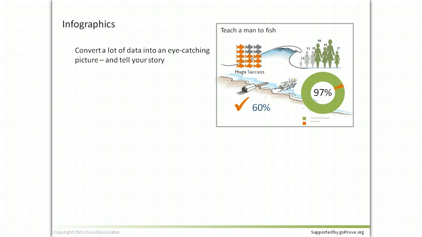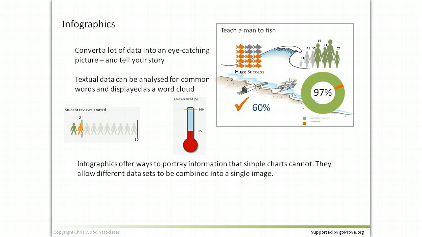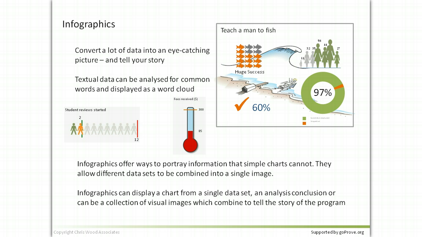Another way to portray your results is to use infographics. These convert a lot of data into eye-catching pictures and tell your story in one go. Textual data can be analysed for common words and displayed as a word cloud. Infographics offer ways to portray information that simple charts can't. They allow different data sets to be combined into a single image. They can display a chart from a single data set, an analysis conclusion, or can be a collection of visual images which combine to tell the story of the program.